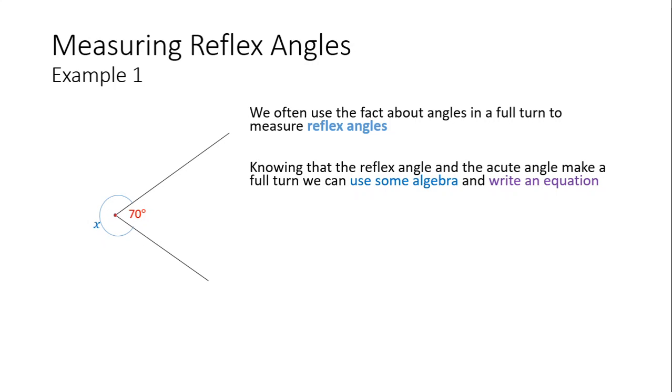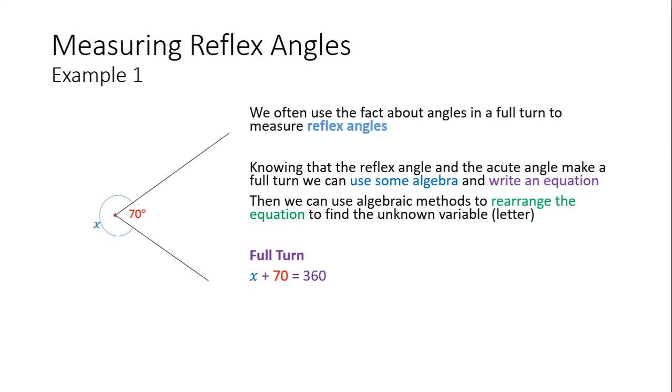So I'm going to call this reflex angle x, and I'm going to write an equation using the rule that angles in a full turn add to 360. So I've written my rule and I've written my equation: x, being my reflex angle, and 70 add to make 360 degrees because it's a full turn.